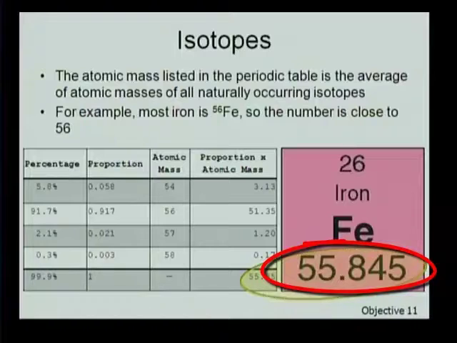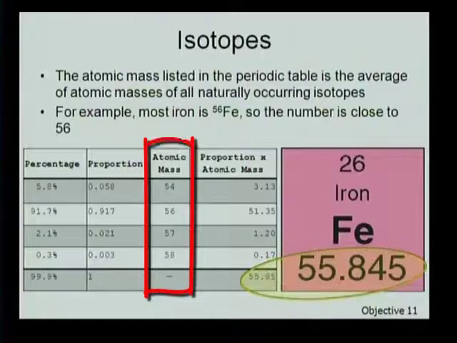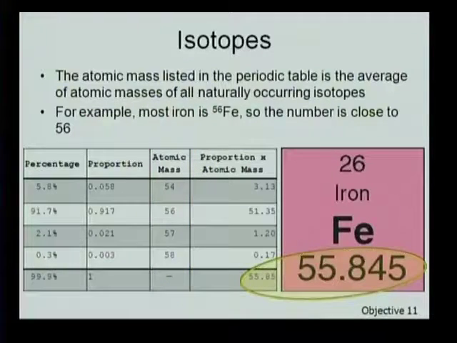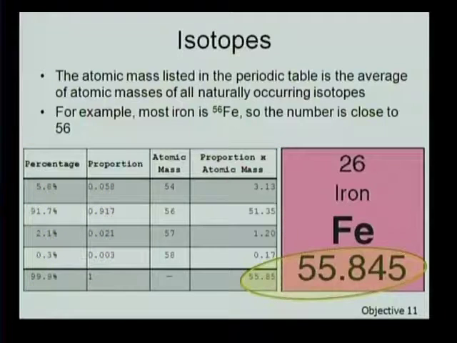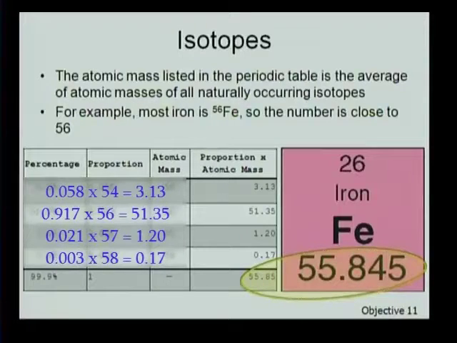The other atomic masses that are represented in iron on Earth are 54, 57, and 58, but these occur at much lower proportions. And when we add all these up in a proportional way, looking at the proportion of these different atomic masses, we get 55.85 or 55.845, which is the number that's listed in the periodic table.